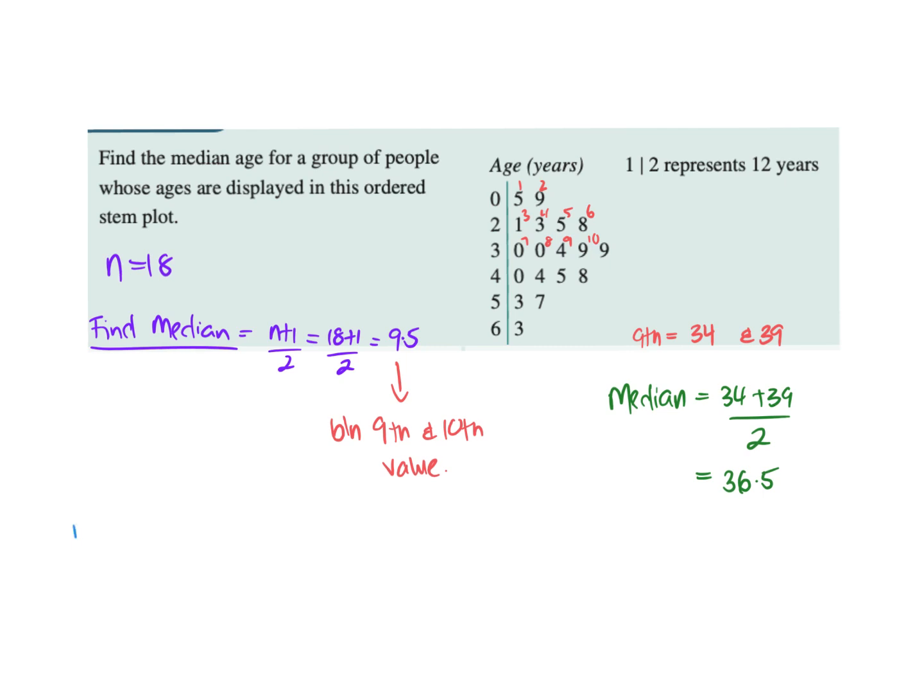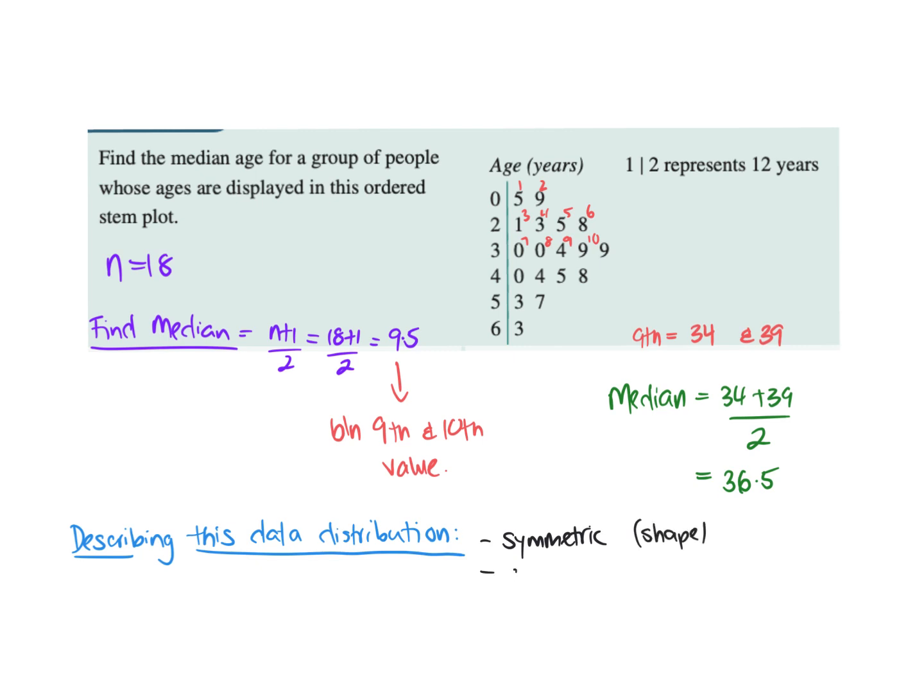Okay. We looked at describing this data, and we're going to pop that in underneath just to practice. So if I was describing this data distribution, this is what you'll get asked, or if you have to write a report on it. I'm going to say the shape. What do you reckon this one's shape was? If you turn it on the side, yeah, I'm going to say symmetric. So that was me commenting on the shape. I'm going to say it has a center at 36.5 years.